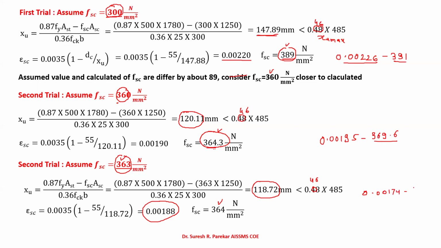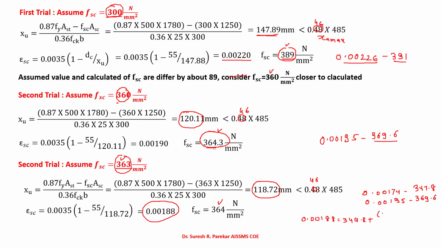For this value, we have 347.8. And for 0.00195, we have the value 369.6. And if we calculate for 0.00188, we have this value.